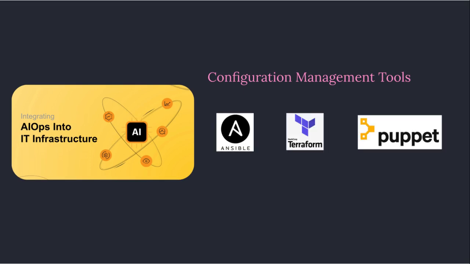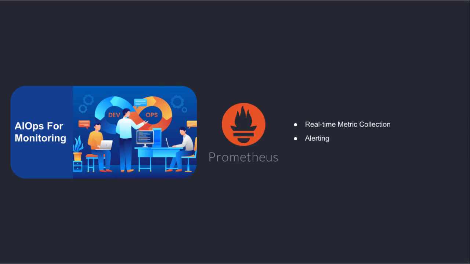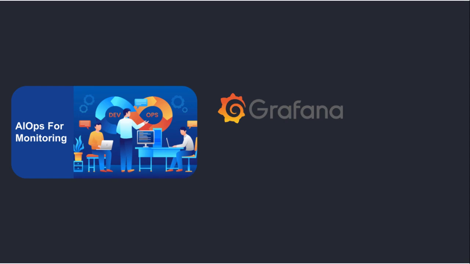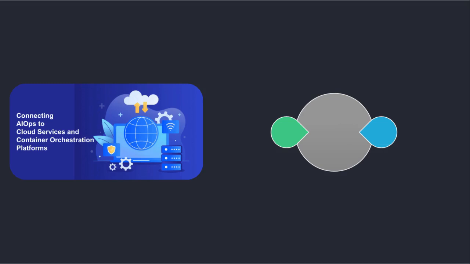Now, let's talk about integrating AIOps with monitoring and logging tools. AIOps relies on monitoring and logging tools to collect and process data. Here's how some popular tools integrate with AIOps. Prometheus provides real-time metric collection and alerting. Grafana visualizes performance trends and anomalies. ELK Stack, Elasticsearch, Logstash, Kibana, collects and analyzes logs from different sources. AIOps platforms ingest data from these tools to enhance insights and automate responses.